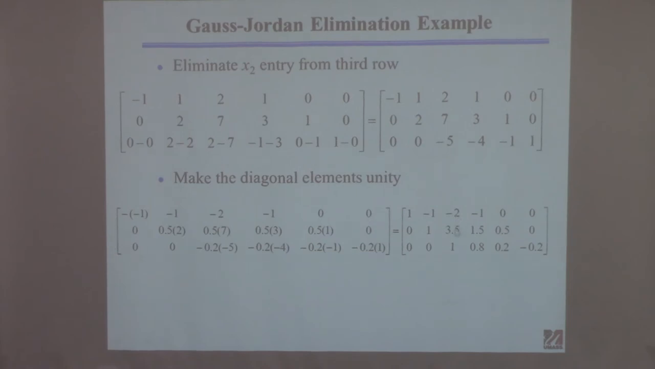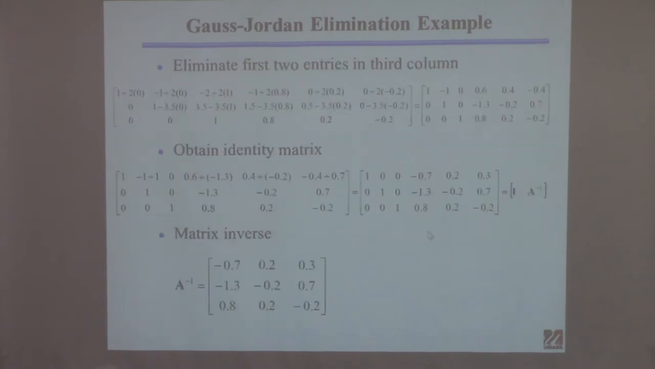Now I want to make that element 0. What am I going to do? I'm going to take this row, multiply times minus 3.5, and add it to that row. I'm using this row because I have zeros here, so it won't screw up these entries. And if you do this, and it's a lot of fun, you get this tiny matrix over here.